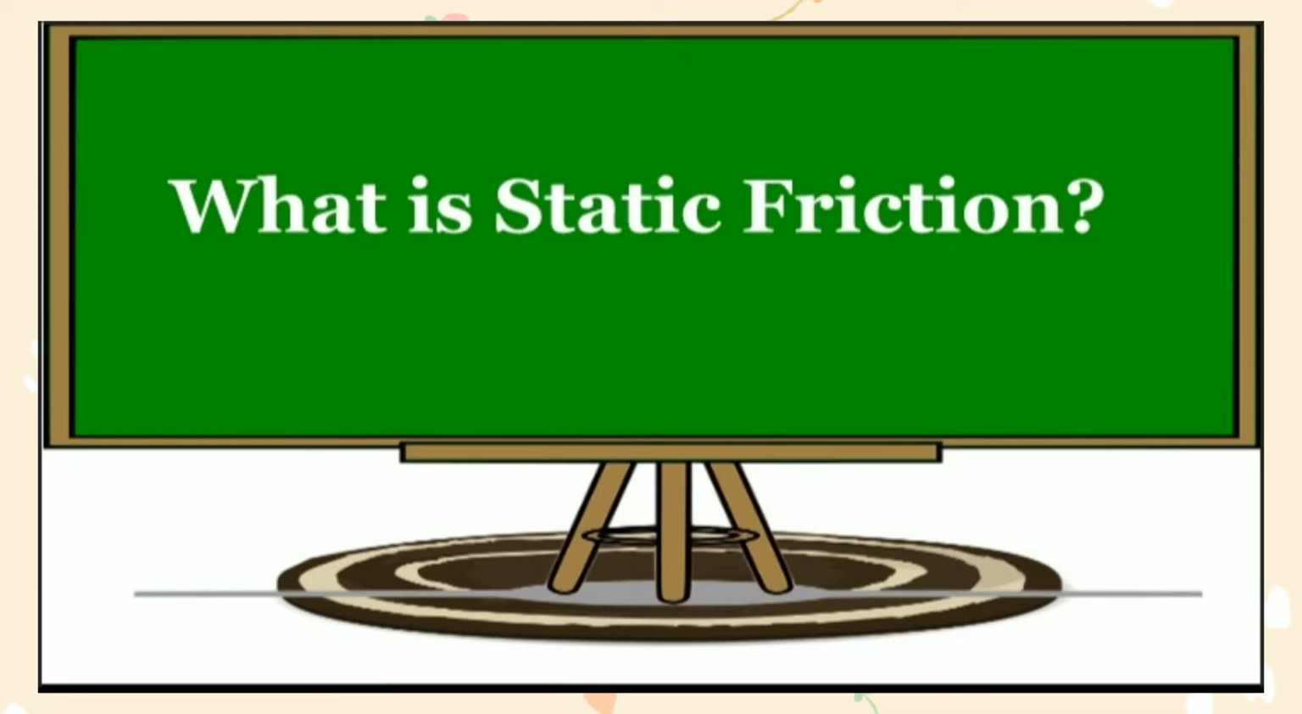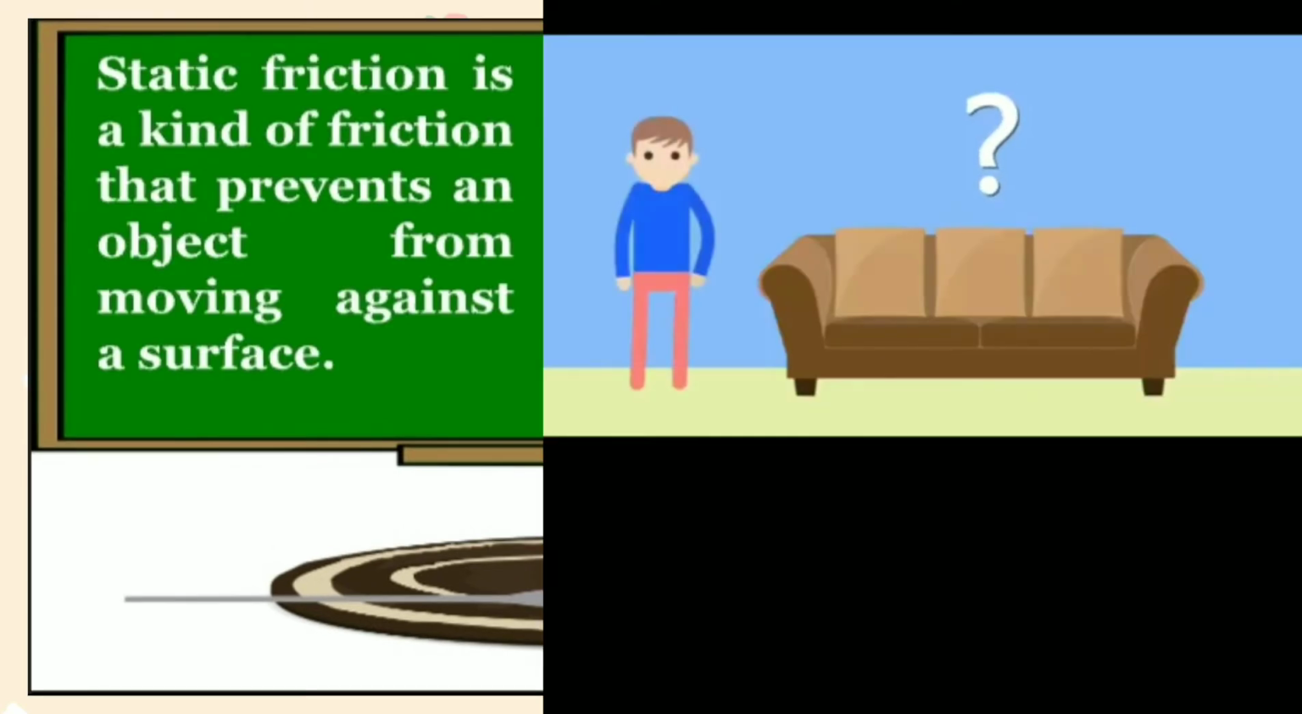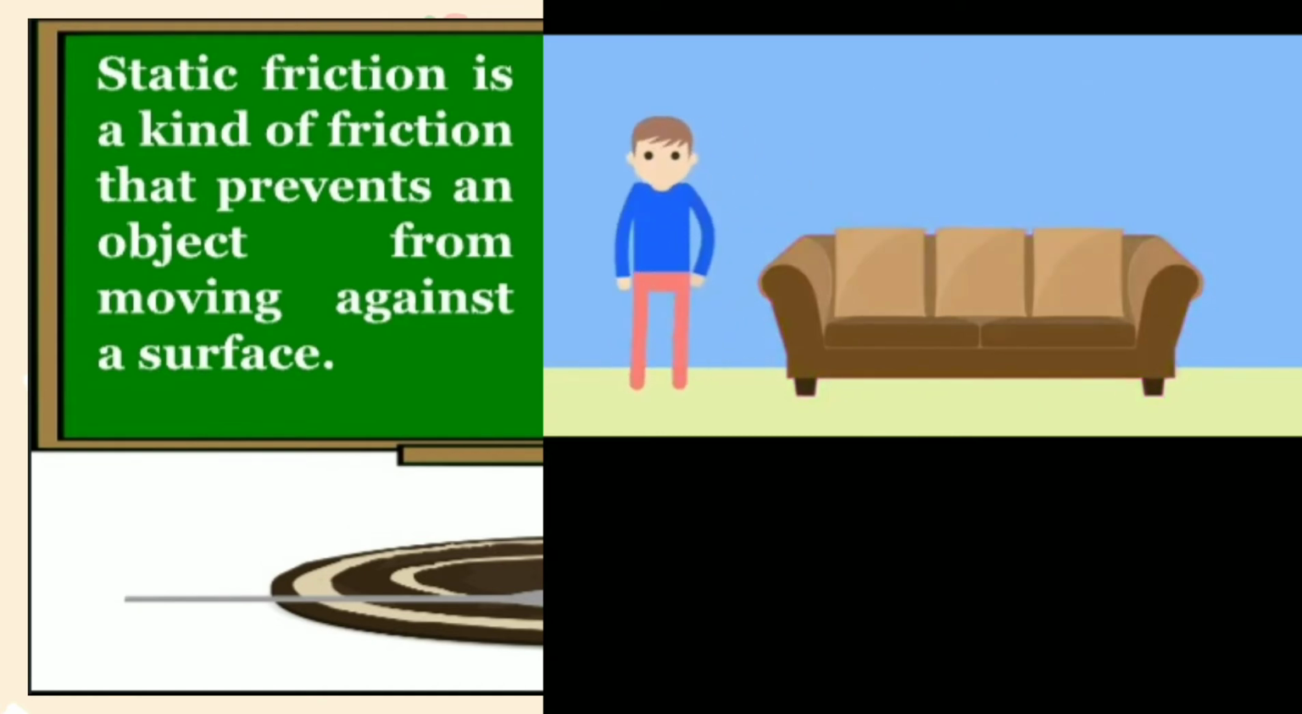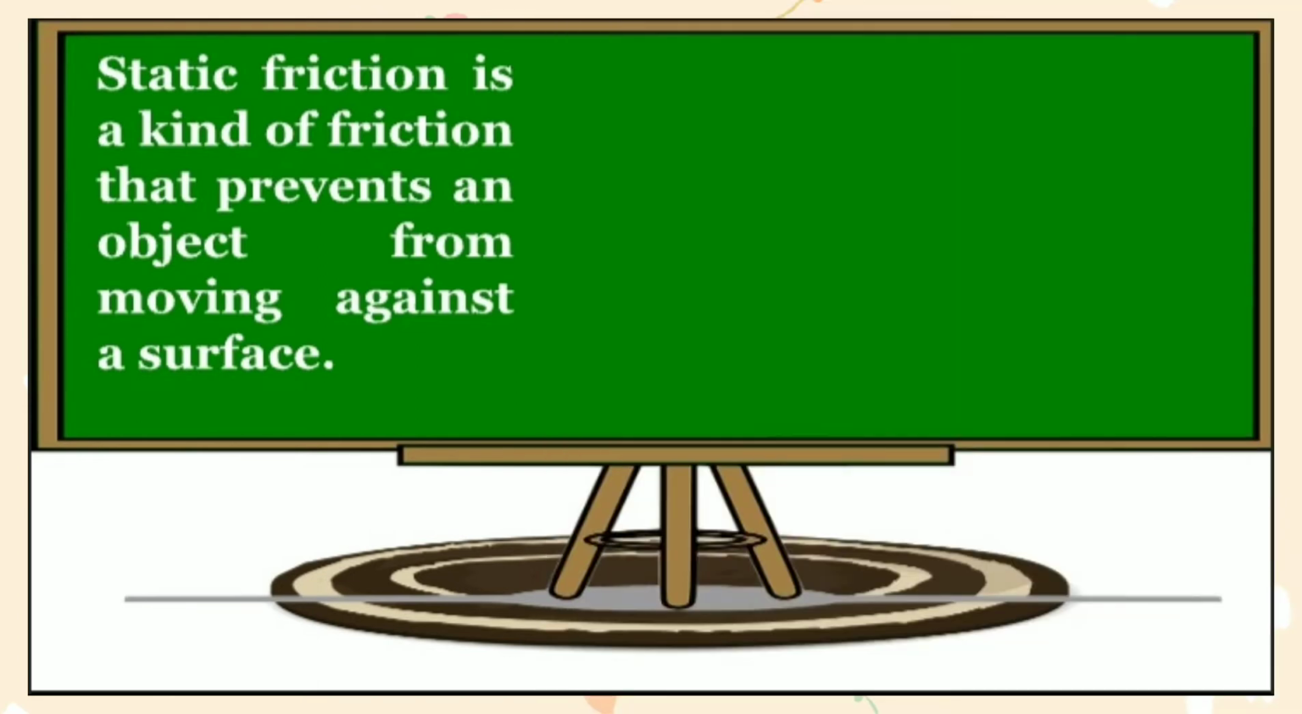What is static friction? Static friction is a kind of friction that prevents an object from moving against a surface. It occurs in stationary objects, keeping the object at rest. And it is a kind of friction that prevents an object from moving against a surface.